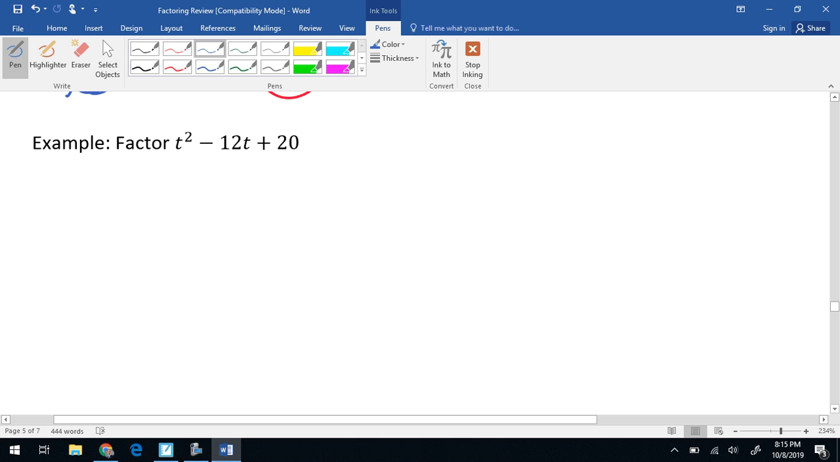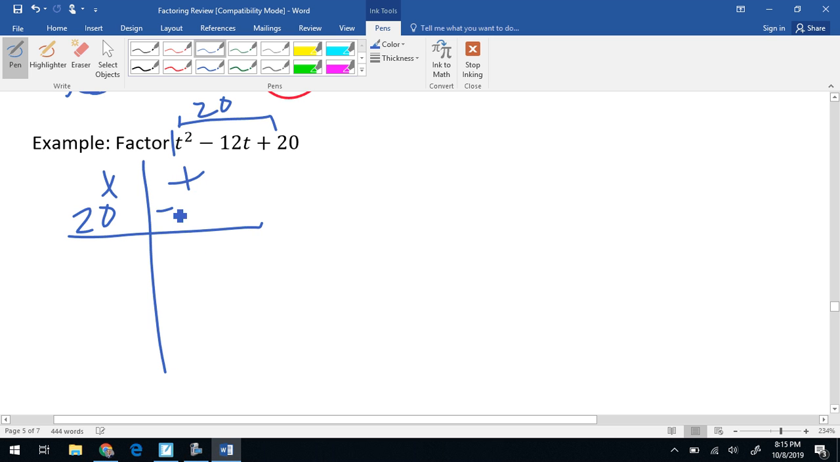Okay, start by multiplying first and last. Remember there's a 1 there. So 1 times 20 is 20. So I'm multiplying to 20, adding to negative 12. I'm getting the negative 12 from right there. It's my middle term.